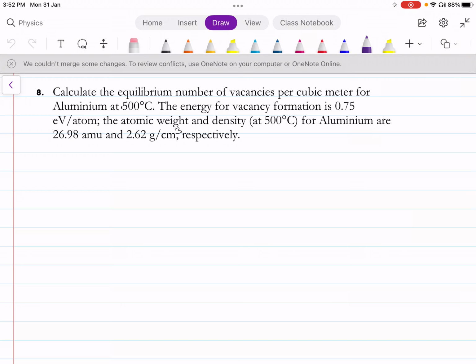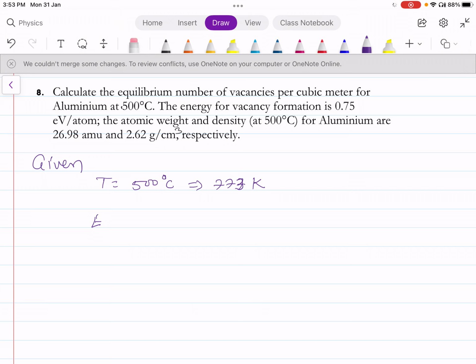So first let's write what are the given quantities. The temperature is given, which is 500 degrees Celsius. You have to convert that into Kelvin, that is plus 273. So it is 773 Kelvin.